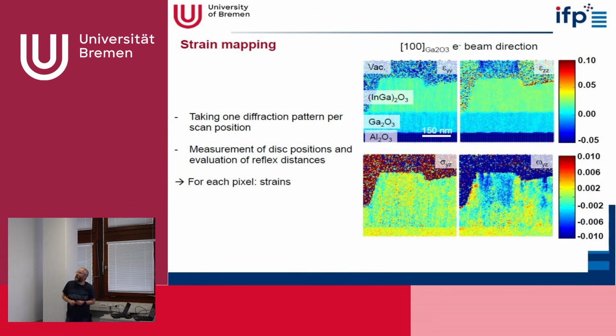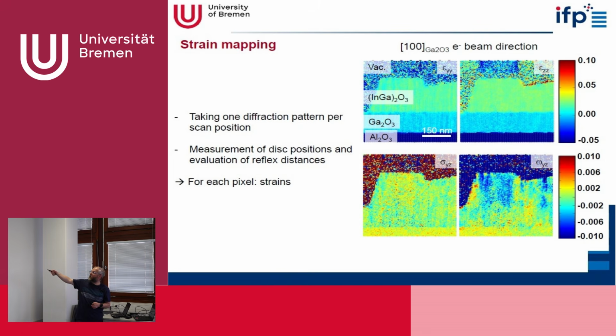In a similar manner, we can do something that is called strain mapping. Again, we take diffraction patterns for every scan point, and now we do not compare directly with a database, but we measure the positions of the diffraction disks in the diffraction pattern. So, for example, if I put my electron beam here somewhere in aluminum oxide, then I have a diffraction pattern. Then I will detect the diffraction spots like this.